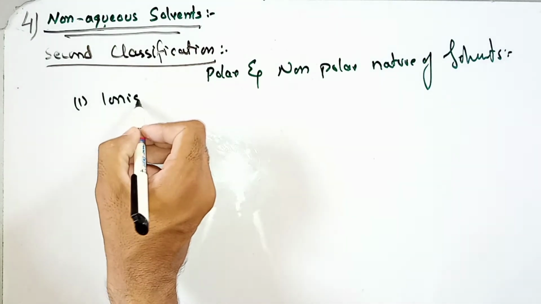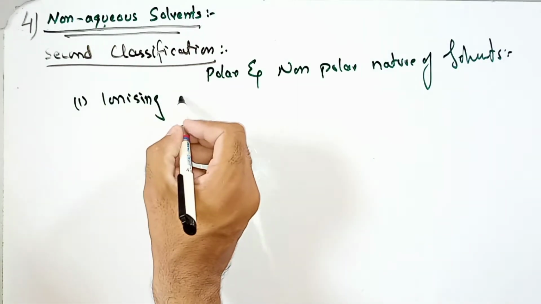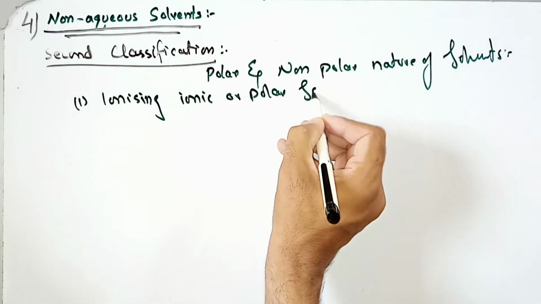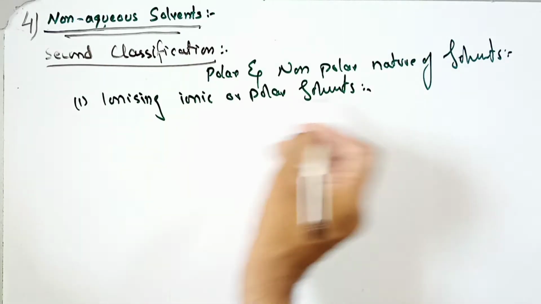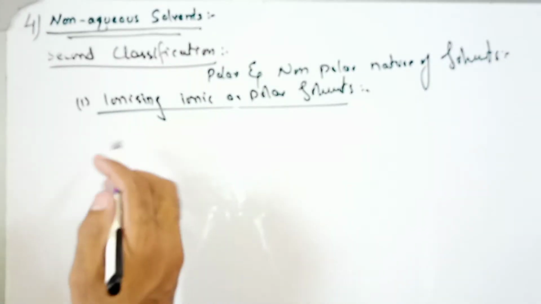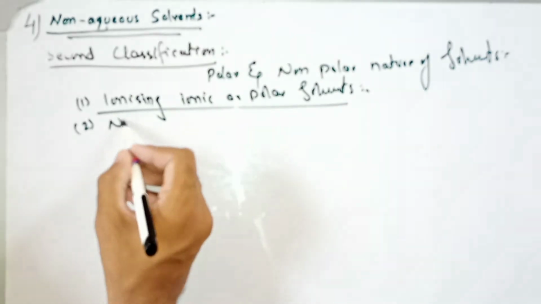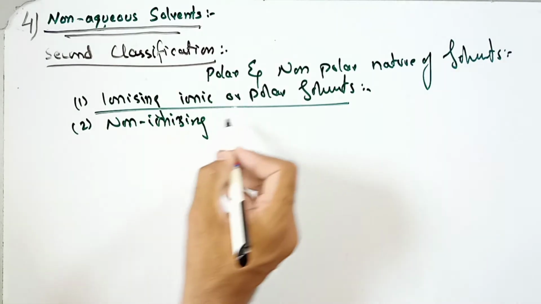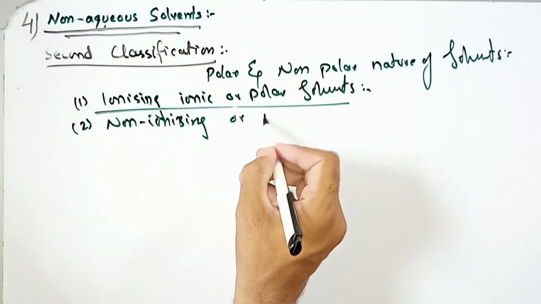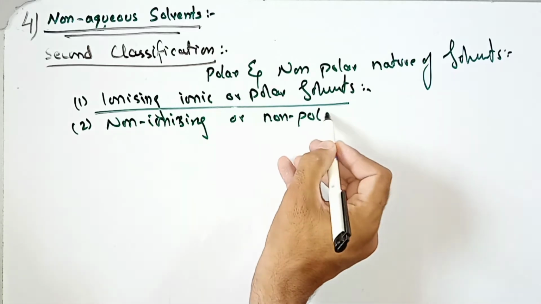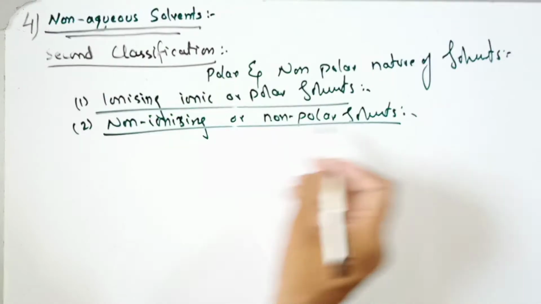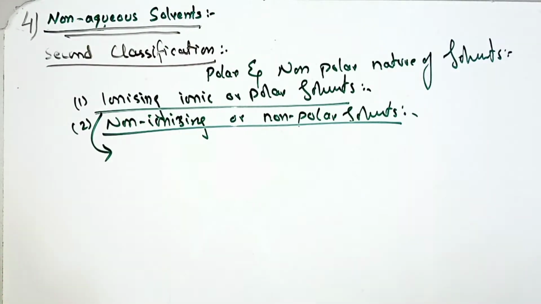First of all, ionizing, ionic or polar solvents. And the second is non-ionizing or non-polar solvents. But I will first explain what ionizing, ionic or polar solvents are.